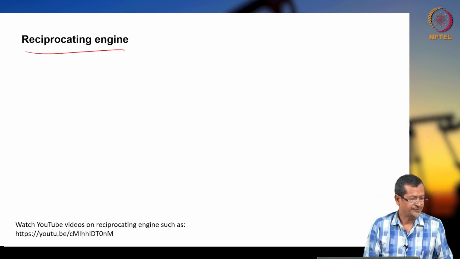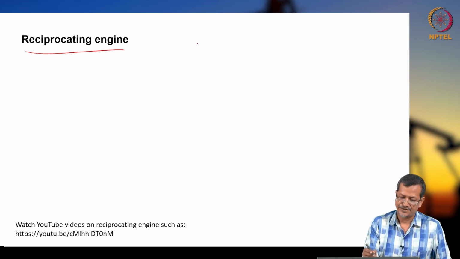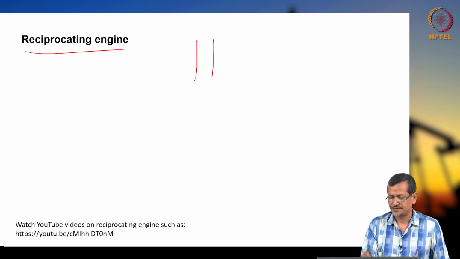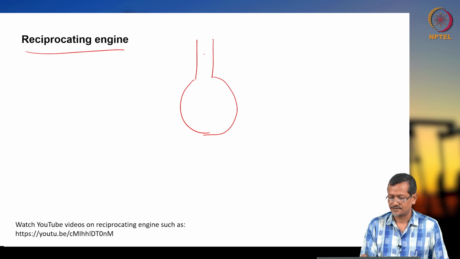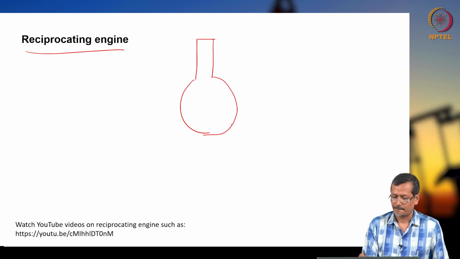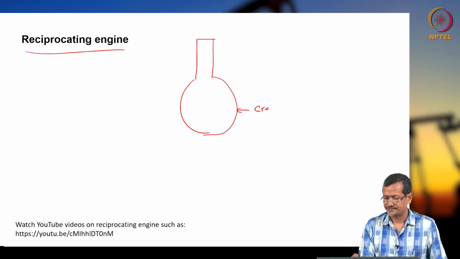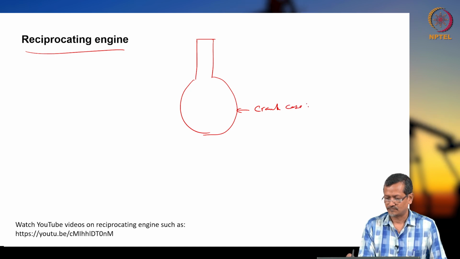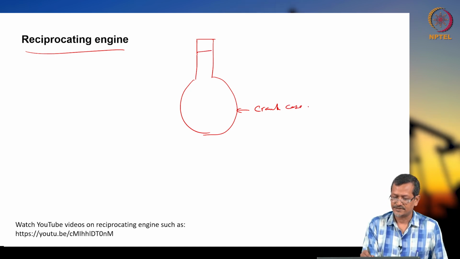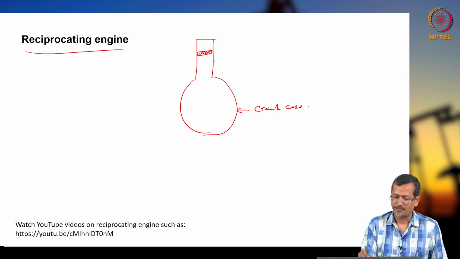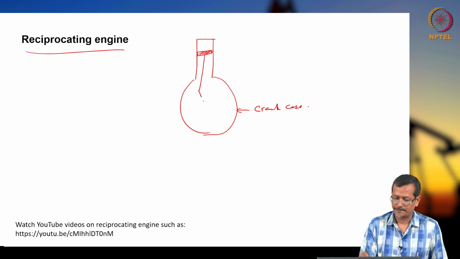So a reciprocating engine will have a piston and a crankcase. Okay, it is called the crankcase. It will again have a piston and cylinder, the same way you have seen in your compression system or pumping system.